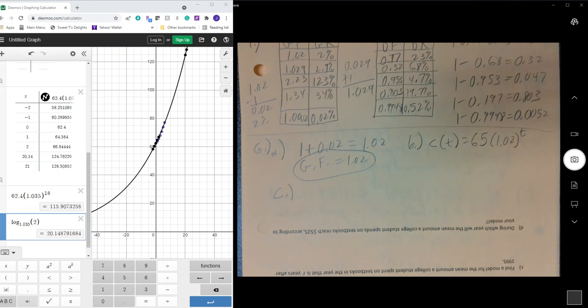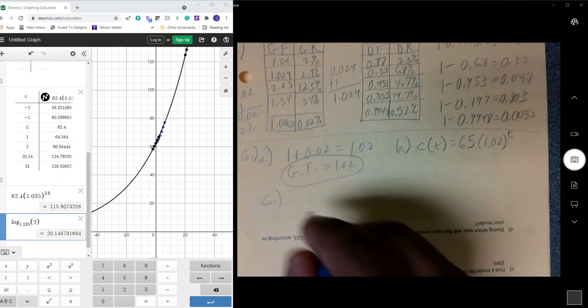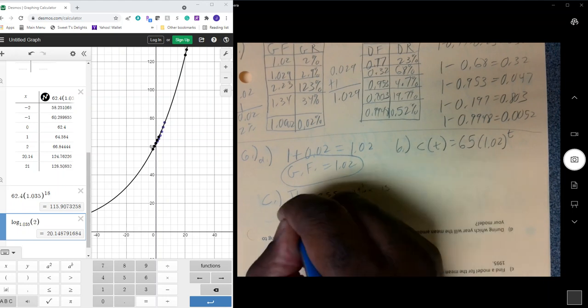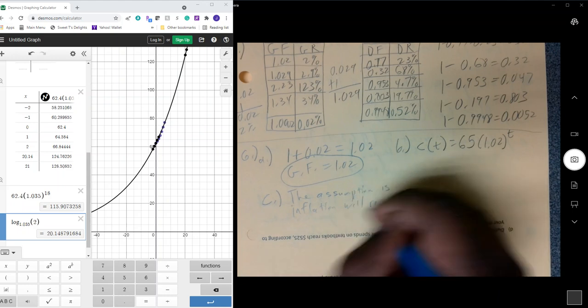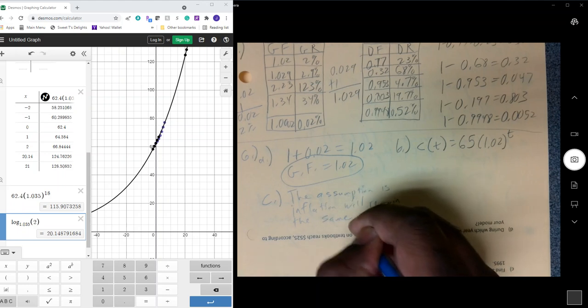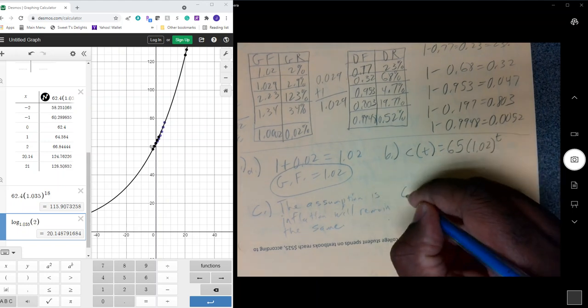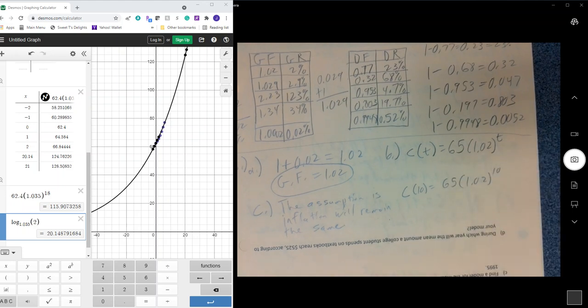Now C, it says use the function in part B to determine the cost of the cross trainer shoes in 10 years. What assumption are you making regarding the inflation rate? So first of all, let me tell you what the assumption is, and then we'll solve it. The assumption is inflation will remain the same. That is the assumption, that inflation will remain the same. So we'll go through and do C. We'll do C of 10 is equal to 65 times 1.02 to the 10th power.